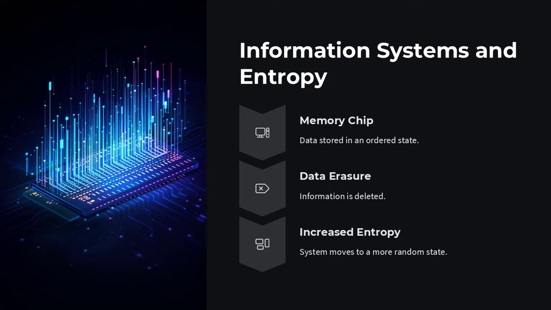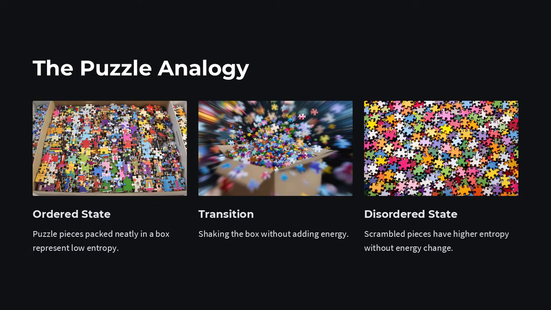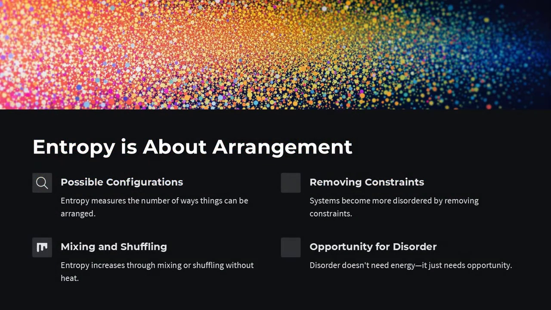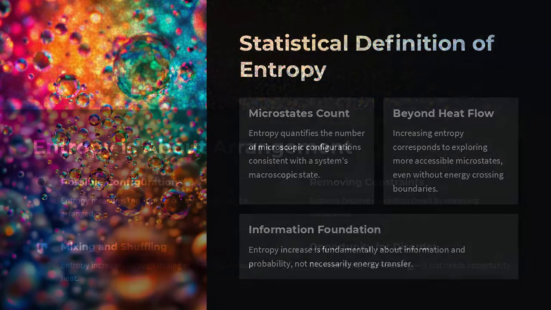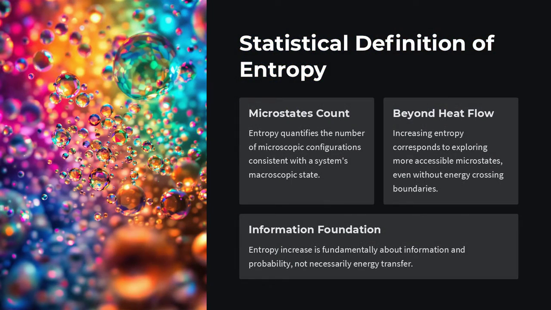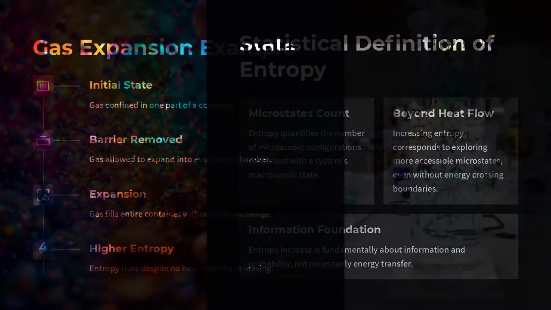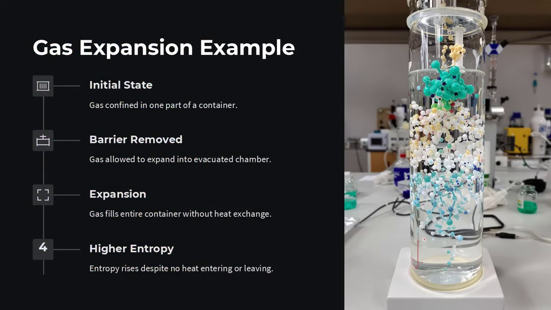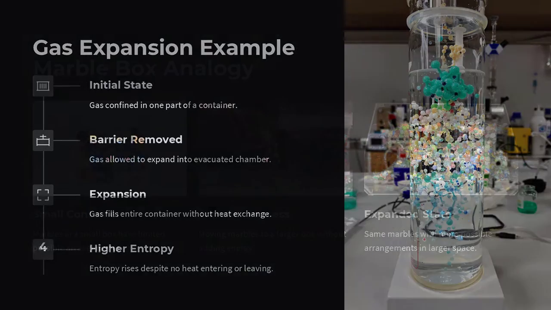It is about disorder, uncertainty, and the number of possible arrangements that a system can take. But what exactly is entropy? Entropy is a measure of how many microscopic ways the particles in a system can be arranged, even if the system looks the same from the outside. The more options the particles have, the higher the entropy. It's like comparing a neatly arranged bookshelf, low entropy, to a bookshelf where the books are randomly scattered, high entropy.